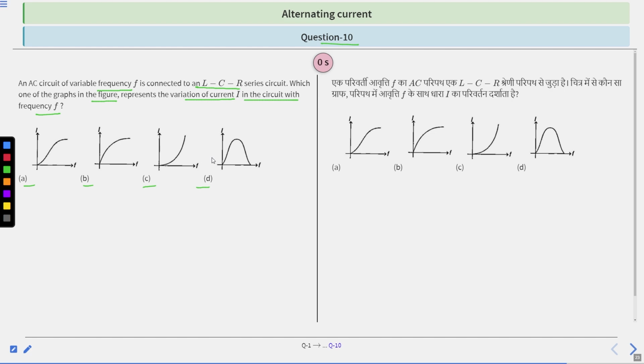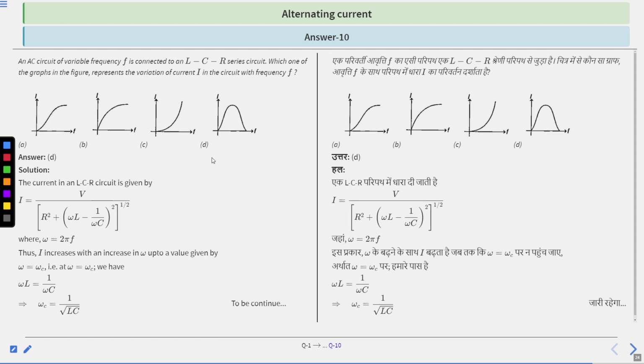Let's find the solution. So here we have to find the correct graph. We know the current in an LCR circuit is given by I equals V divided by (R square plus (omega L minus 1 upon omega C) whole square) whole power 1 by 2. So this is the current in the LCR circuit. Clear? Where omega is equal to 2 pi f.